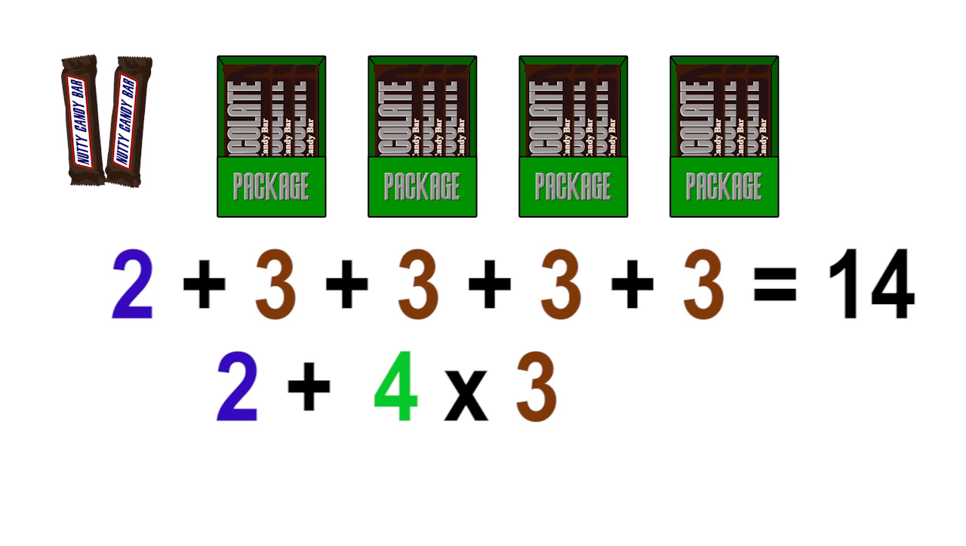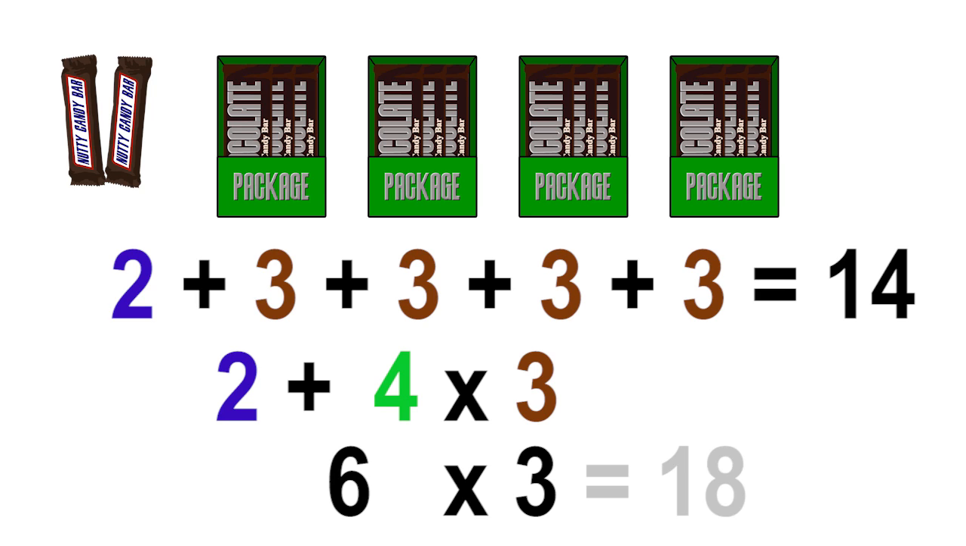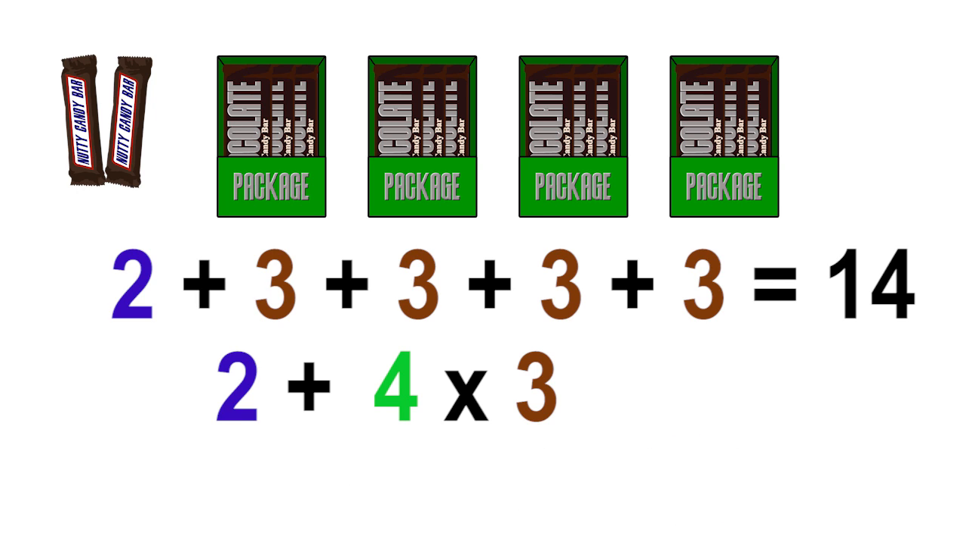Now that we have a problem with both addition and multiplication, we can't combine the numbers in any order like we did when there was only addition. If we added 2 plus 4 first, we would get 6. And then when we multiply times 3, we would get 18. And we know that Amelia only bought 14 candy bars. We have to multiply the 4 times 3 first, then add the 2.